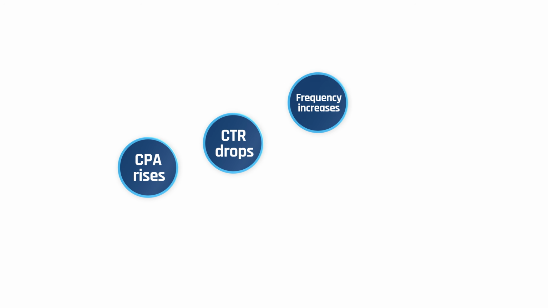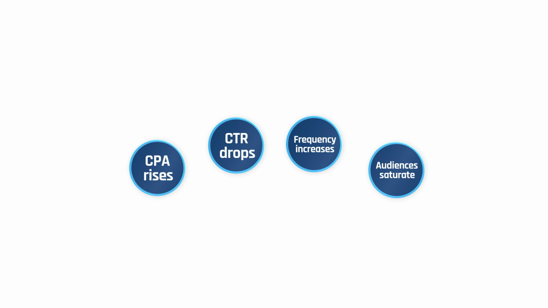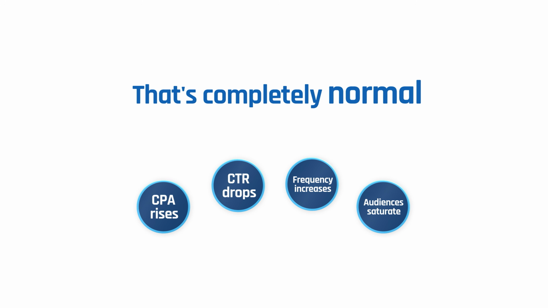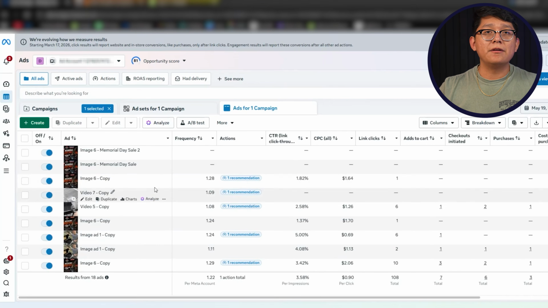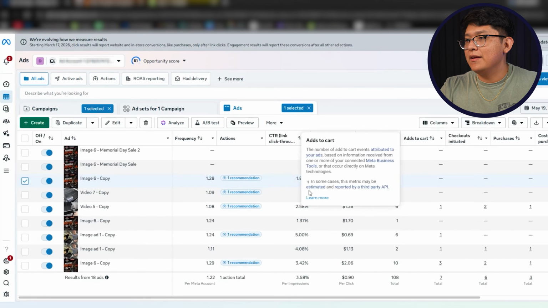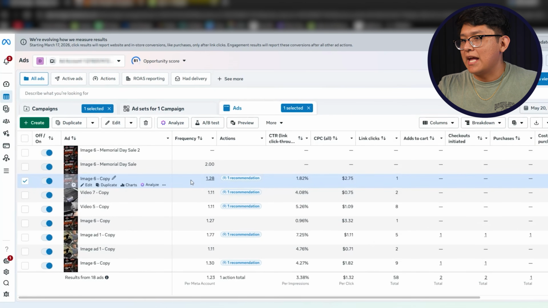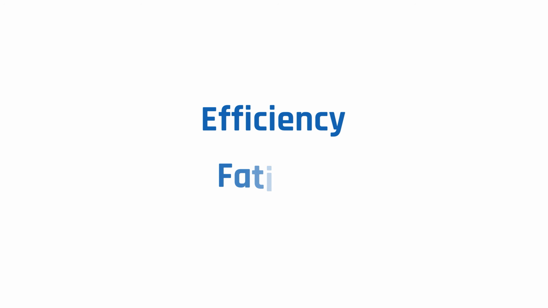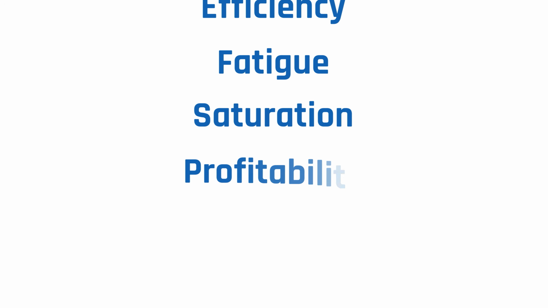Now, here's the part nobody talks about. When you scale, things break, and that's okay. CPA rises, CTR drops, frequency increases, audiences saturate. That's completely normal, and operators who win expect that. So instead of panicking, we monitor metrics daily. Right here in the Ads Manager, the biggest things I'm watching are my CPA, CTR, CPC, and frequency, because those metrics tell me efficiency, fatigue, saturation, and profitability.